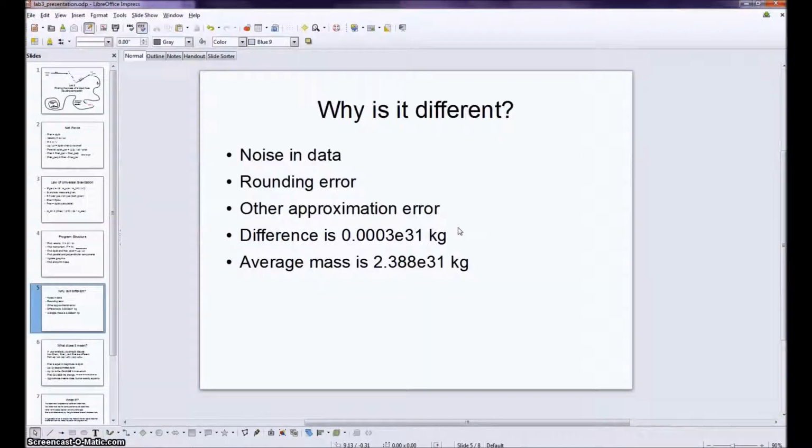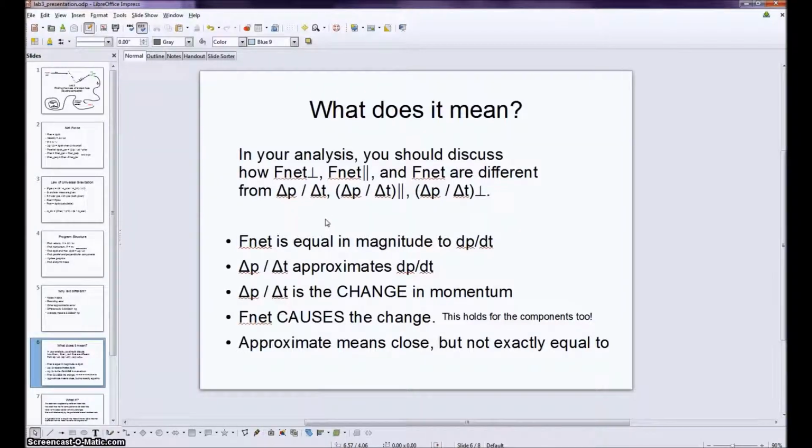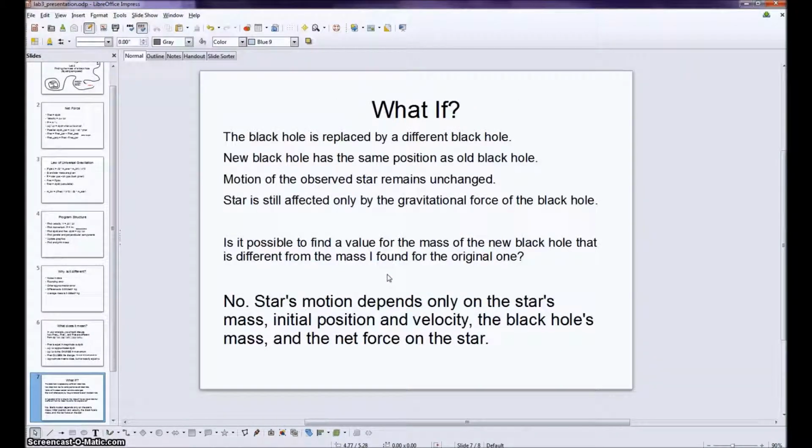One important thing to remember when doing this lab is the difference between dp/dt, Fnet, and delta p over delta t. Recall that Fnet is equal in magnitude to dp/dt and that delta p over delta t approximates dp/dt. Now realize that dp/dt is the change in momentum, but Fnet causes the change, and cause is not the same thing as effect. Also, approximate means close but not exactly to, so dp/dt is not exactly the same as delta p over delta t. Another thing to realize are the limitations of this program.